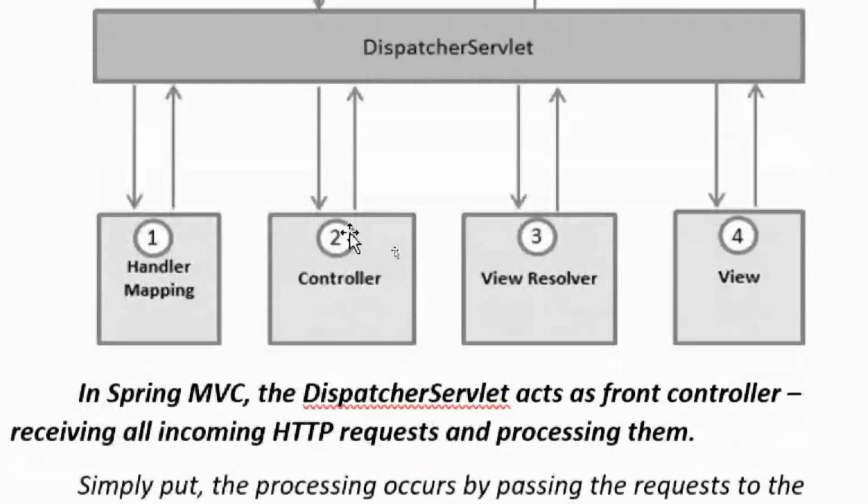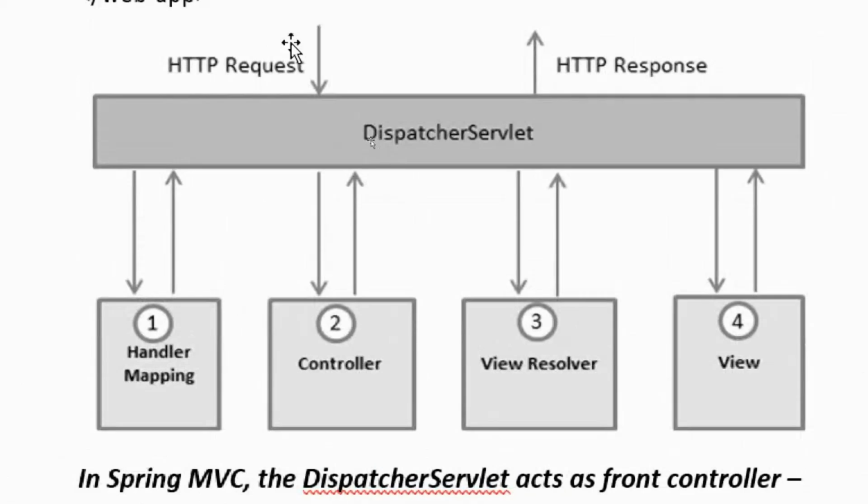The request comes to the dispatcher servlet. The dispatcher servlet identifies the particular controller based on the handler mapping. Then controller to service, service to repository, that is taken care of by the controller. Finally, the response comes back from the repository to the service, and from the service to the controller. Here the controller handles the complete process. Then the controller gets the response.